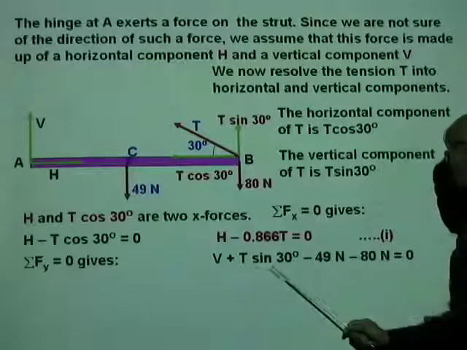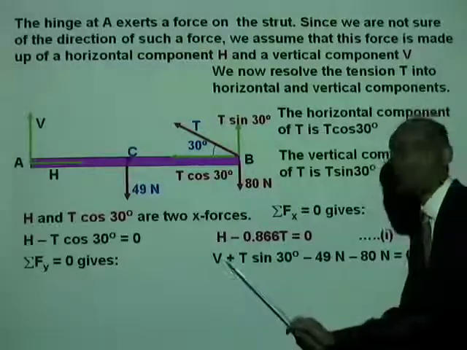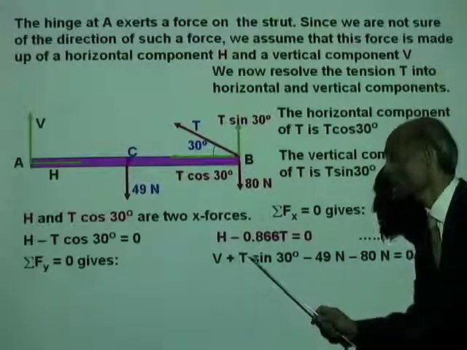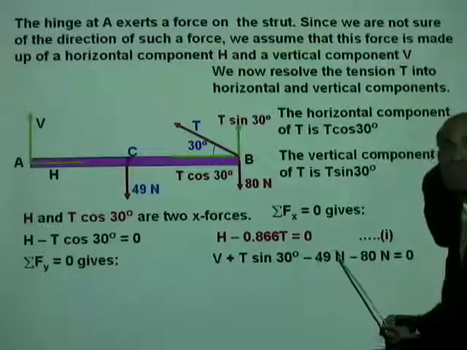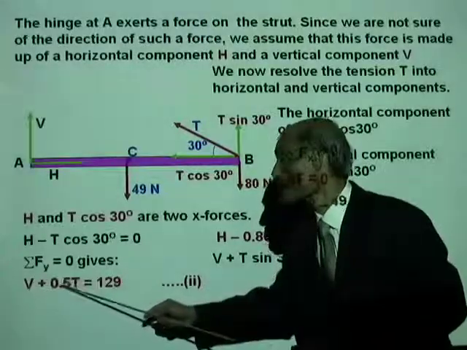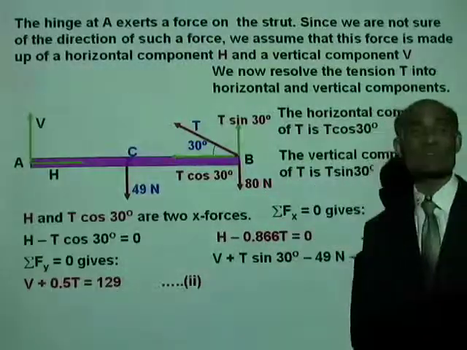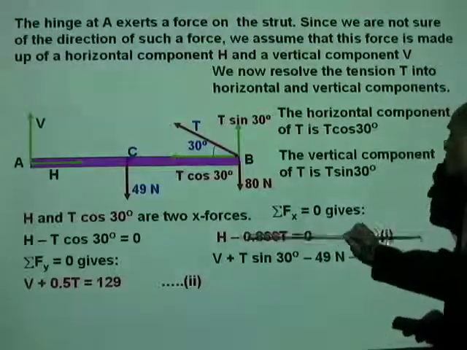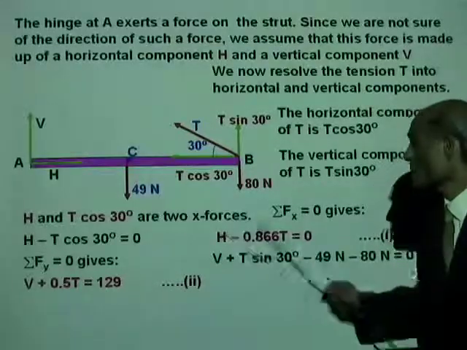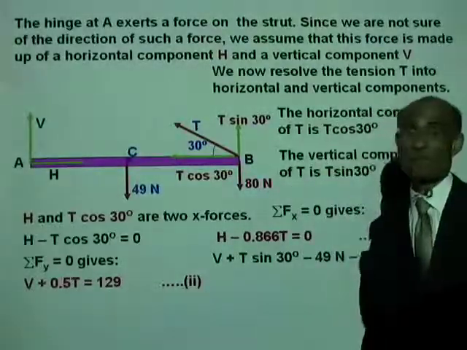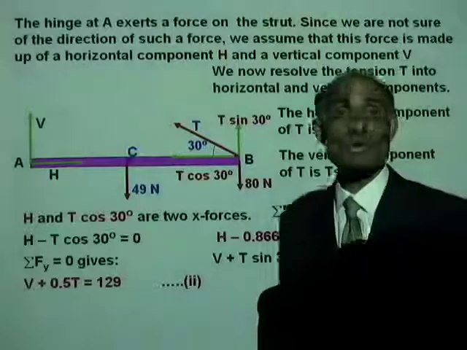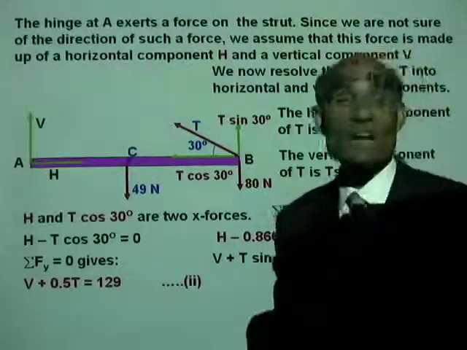And let's simplify this. Can you tell me, sine 30 degrees is 0.5. So it will be V plus 0.5T, and take the negative 49 and negative 80 to the other side. We get this equation. V plus 0.5T equal to 129. You can see we have two equations, but can we solve these two equations? We got three unknowns. So we still cannot solve these equations. We need to get one more equation. Now tell me, where is that equation going to come from?